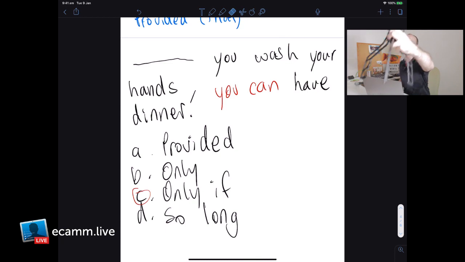Now we've got a slightly different question. Let's go down there so you don't see the mess of my study / bedroom. It says something, something, you wash your hands, you can have dinner. Now, which one is the answer? Is it A, is it B, is it C, or is it D? Is it provided you wash your hands, you can have dinner? Is it only you wash your hands, you can have dinner? Is it only if you wash your hands, you can have dinner? Or is it so long?